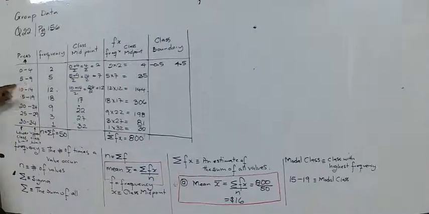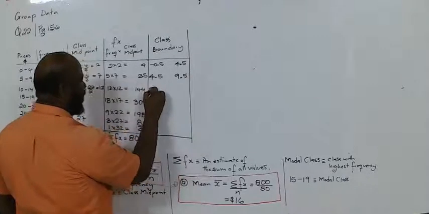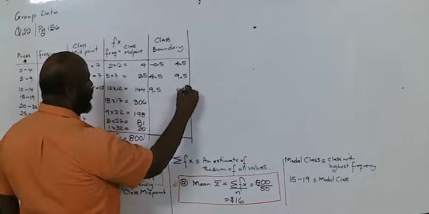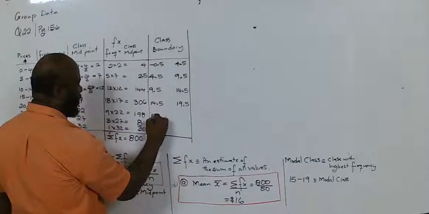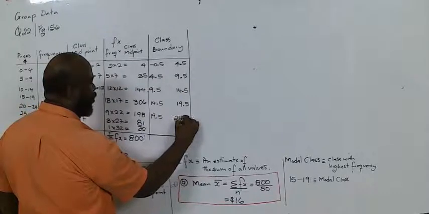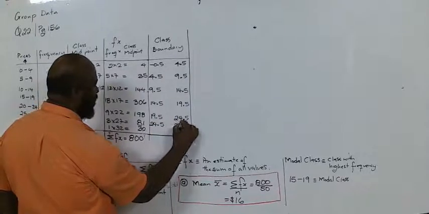If you add 0.5 to 4, what do you get? 4.5. Let's go on to this class. This is the lower limit, 5, and the upper limit is 9. If I take 0.5 from 5, what do I have? 4.5. Good. If I add 0.5 to 9, what do I have? 9.5. So this is 4.5 to 9.5. 9.5 to 14.5. 14.5 to 19.5. 19.5 to 24.5. 24.5 to 29.5.